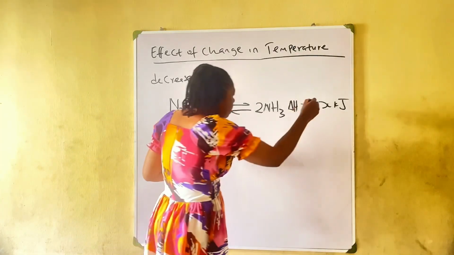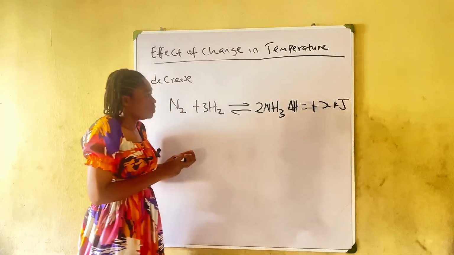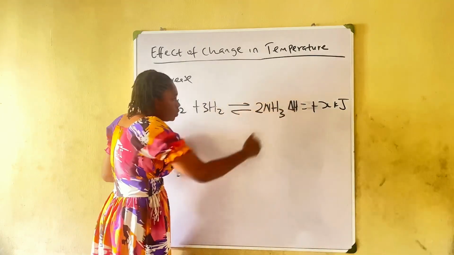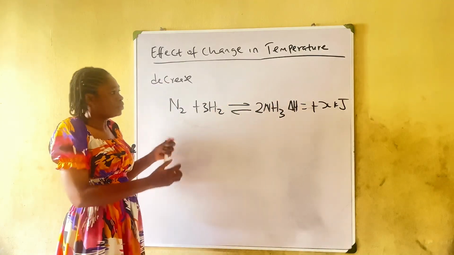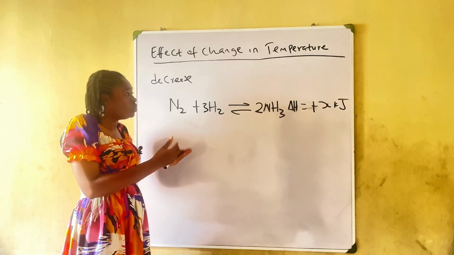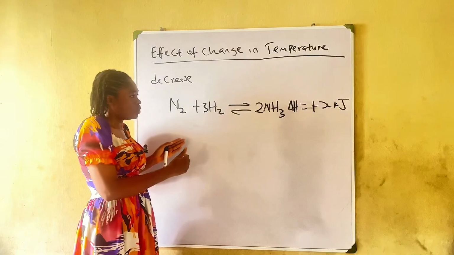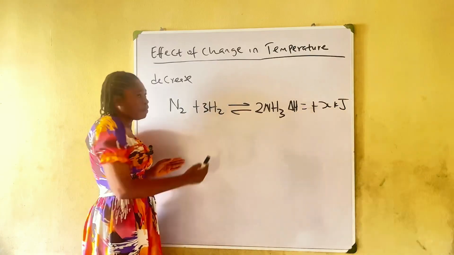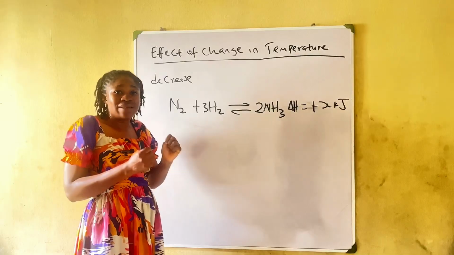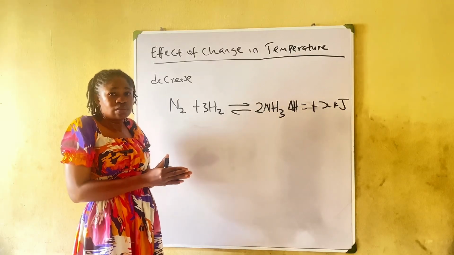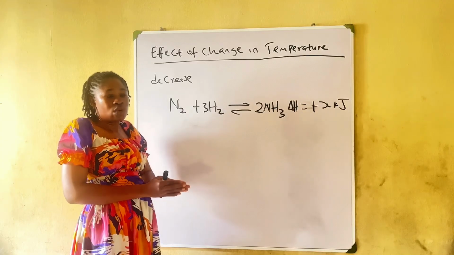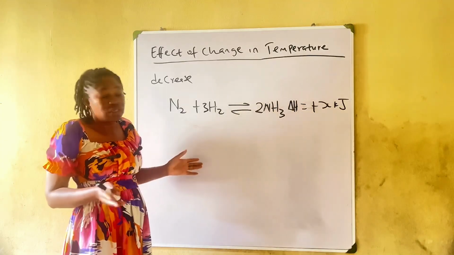If the enthalpy sign is plus, what happens if you increase the temperature? This endothermic reaction absorbs heat and the reaction vessel is cold. So increasing temperature is going to favor the forward reaction. What if you lower the temperature of this system? This endothermic reaction is absorbing heat and the reaction vessel is cold, and if you lower the temperature again, it will not favor the forward formation. So that's the easy way to know it.